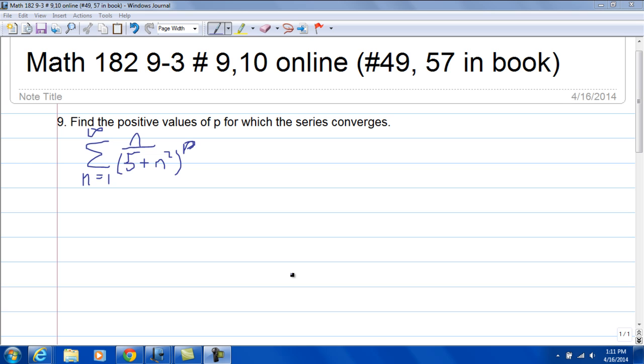So number 9, from the online work, says find the positive values of p for which the series converges, and the sum of n goes from 1 to infinity of n over 5 plus n squared to the p power. So let's look at a couple of cases.